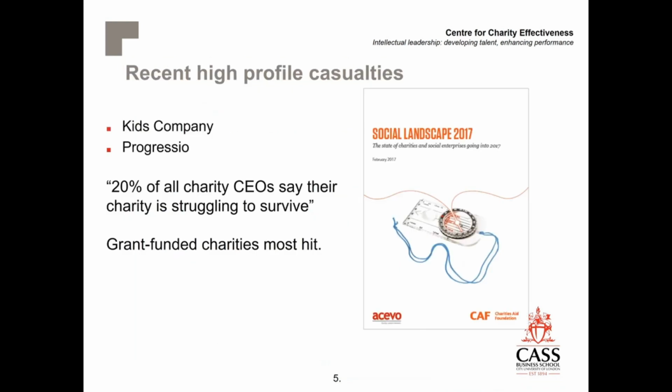But I want to put it into the context of the charity sector. Kids Company, it's well known, Alan Yentob, Camila Batmanghelidjh, and the reasons why Kids Company went out of business from a governance point of view.